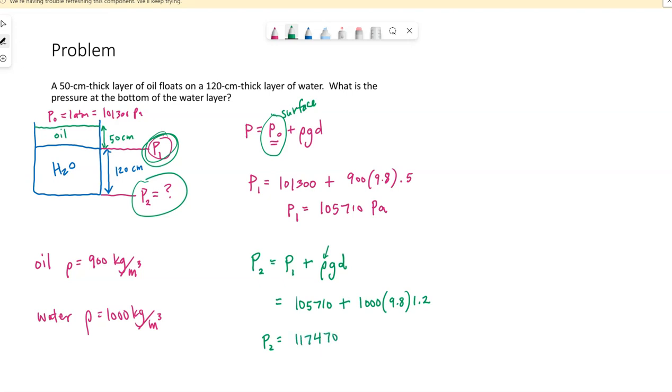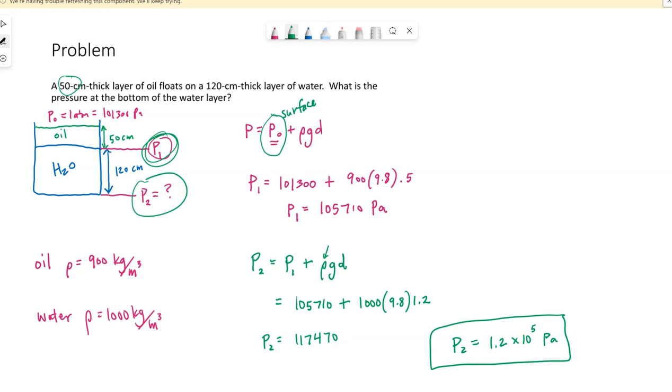Now this is what my calculator tells me, but of course I do not know the answer this accurately. So please do not give me huge significant figure numbers. Here at best we have 2 sig figs, from the 50 centimeters. So scientific notation comes in very handy now. 1.2 times 10 to the 5 pascals would be our answer.